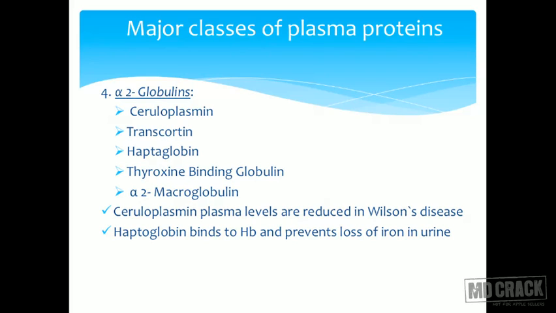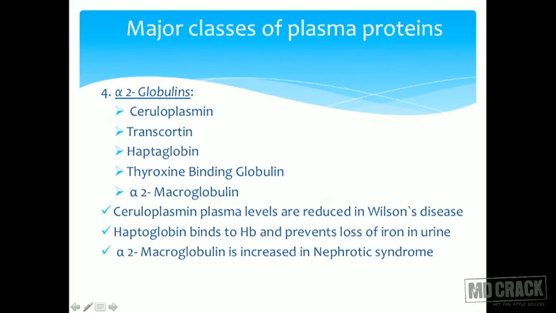So in case there is a hemolysis, or even if there is a senescent RBC, this haptoglobulin will go and bind to the hemoglobin and prevent its loss. And it is also an indicator. Haptoglobulin levels are an indicator for whether there is any hemolysis taking place within the body. Alpha 2 macroglobulin, as I said, is increased in nephrotic syndrome. So these are the alpha 2 globulins.